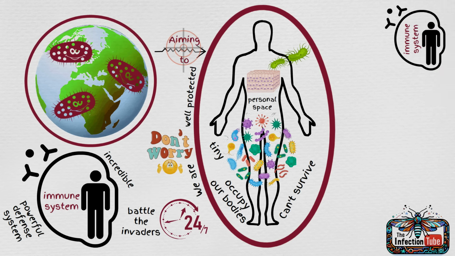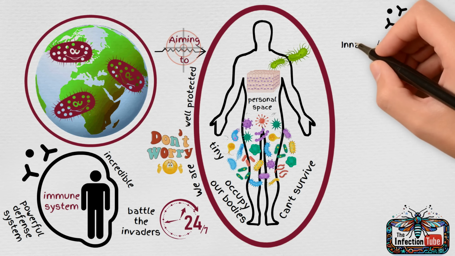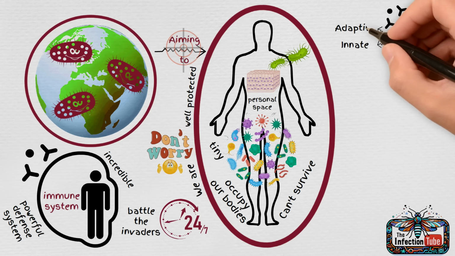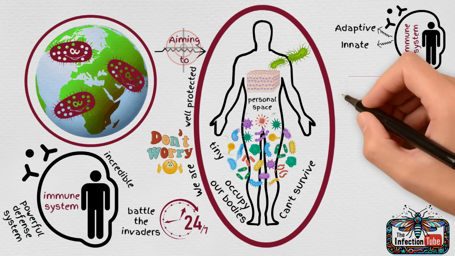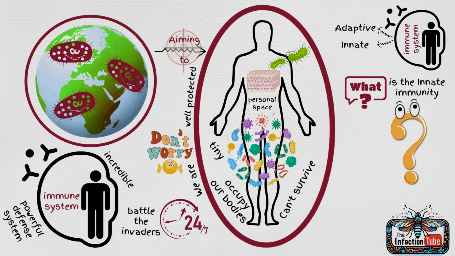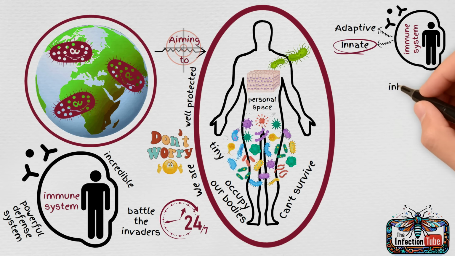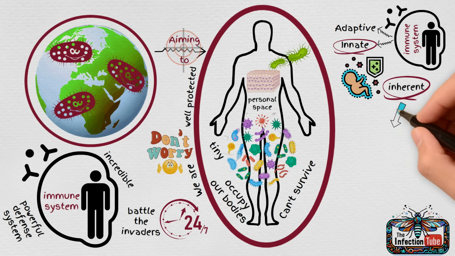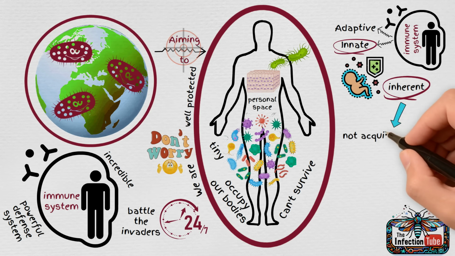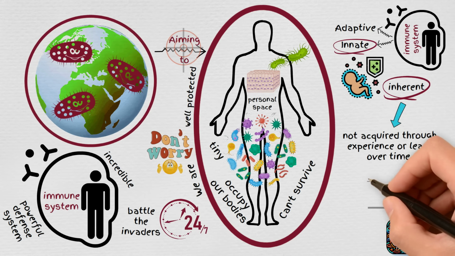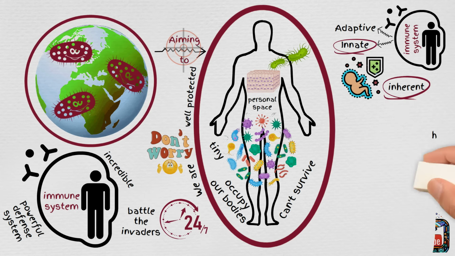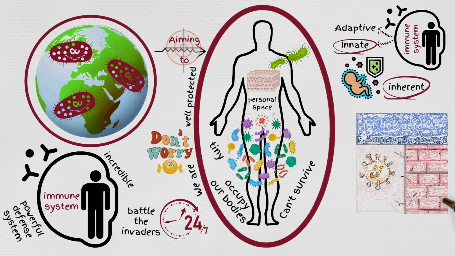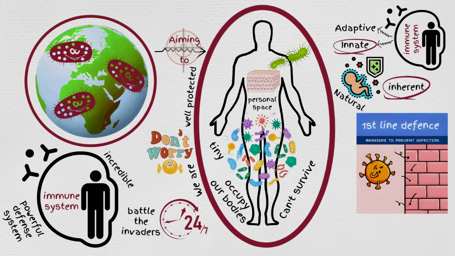The immune system is classified into two main classes, the innate immune system and the adaptive immune system. Our first question is, what is the innate immune system? The word innate refers to something inherent, something you're born with. It's a quality or ability that's present from birth, not something you acquire through experience or learn over time. In other words, innate describes the body's first-line defenses that are natural and automatically ready to protect against invaders without needing prior exposure to them to spring into action.